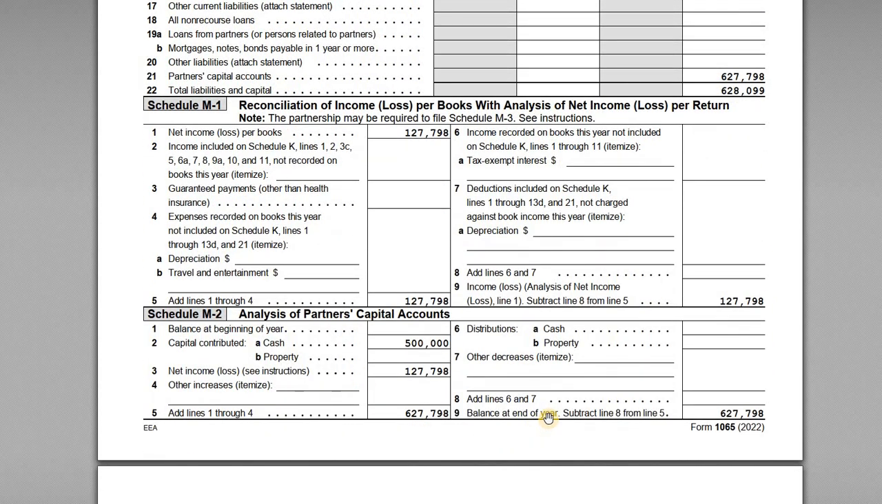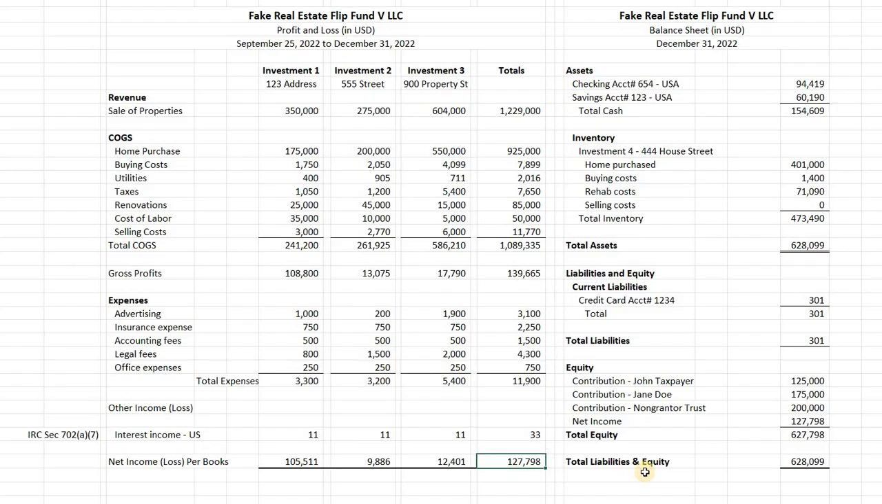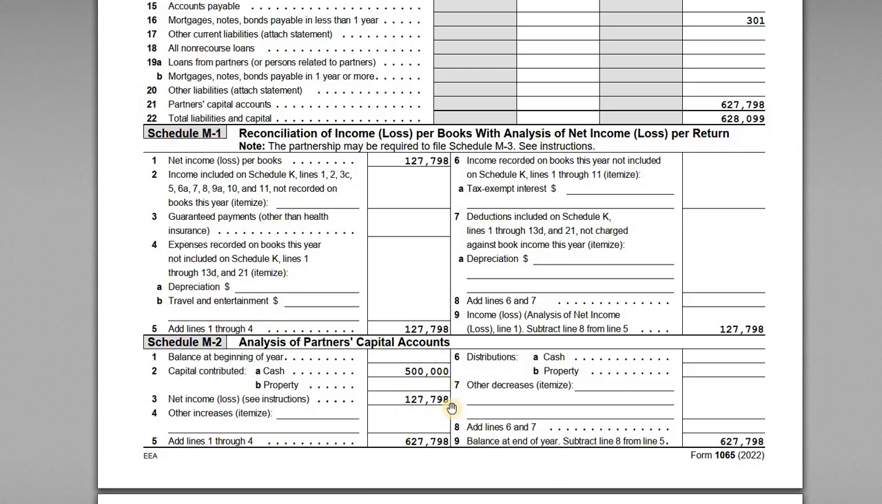In the M2 capital account reconciliation, we can see that we put in the $500,000, and that was split across the three investors here. So John's capital contribution, Jane's capital contribution, and then the trust contribution. That totals up to be the $500,000 figure. So that's reported there, and then the net income or loss per return, and then the ending capital account. So all that matches up nicely. So we know we're in good shape.